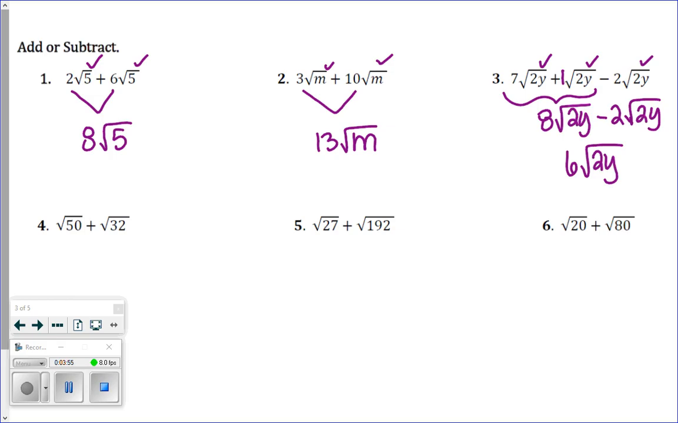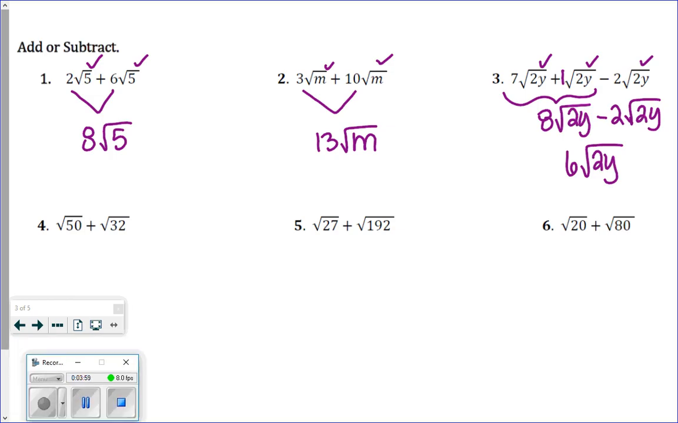The catch, the more interesting part of this lesson, is the fact that sometimes we can't tell right away if something is a like radical because we haven't simplified it yet. So, if you look at number 4, we've got 2 radicals that at a glance appear to be different.